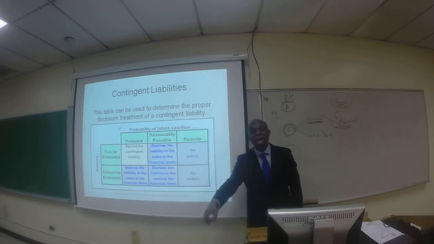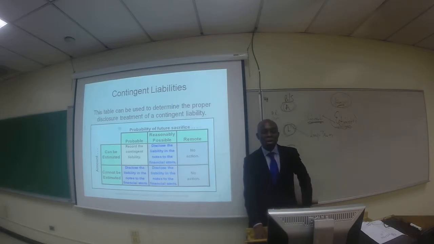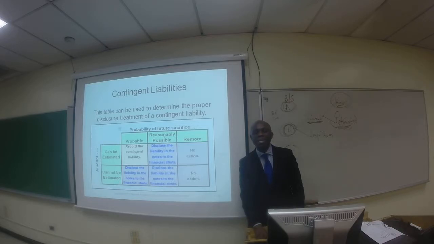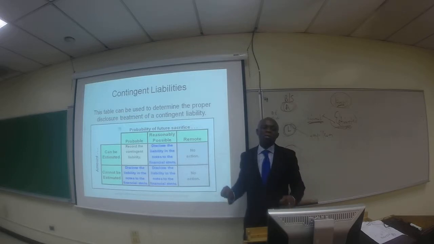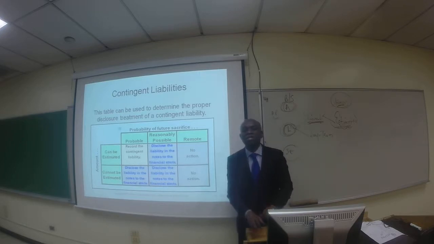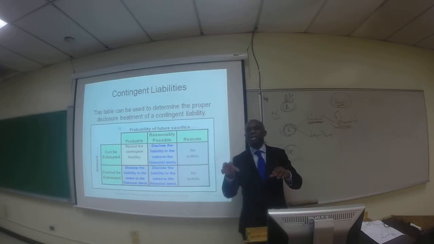If it is probable and the amount can be estimated, we record the contingent liability. We actually record it in our journal ledger. Now, if the amount can be estimated, but it is reasonably possible that we lose, in other words, it is not probable, so reasonably possible, then what do we do? We don't record it in our journal ledger and report it in the financial statement. Rather, we disclose it in the notes to the financial statement. We just write it and explain it.